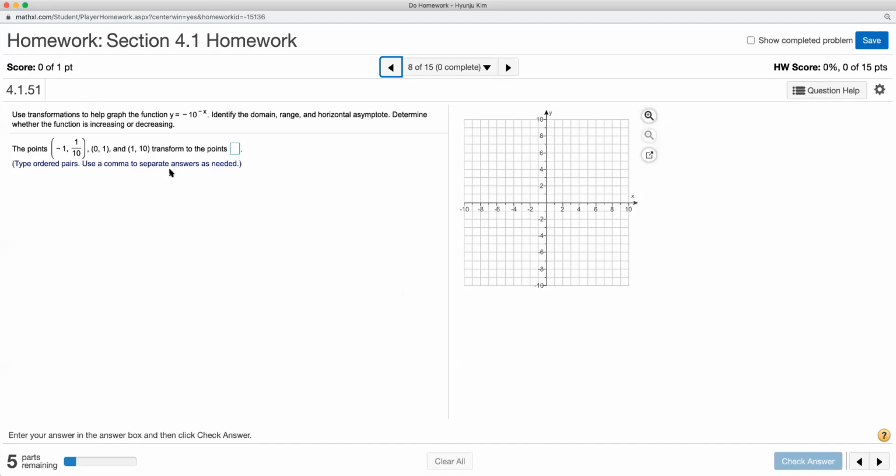Since the problem asks you to figure out the graph of the function y using transformations, we're going to start from the function y = 10^x. Yeah, I know we can directly figure out the graph of this y, but let's follow the directions of the problem.